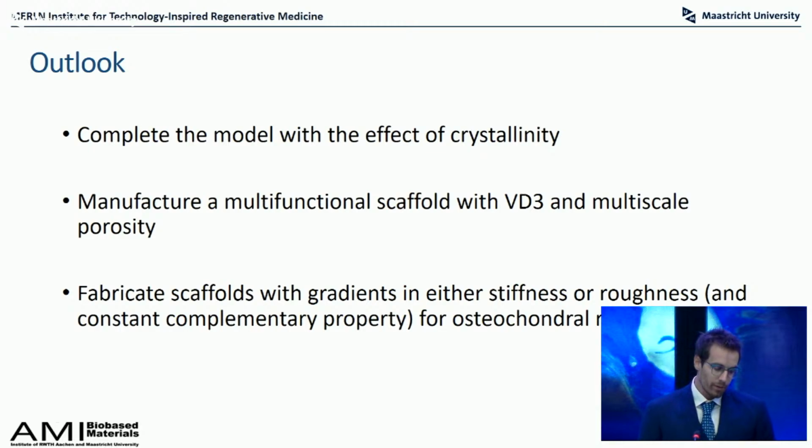In terms of future outlook, I'd like to see one day this model completed with the effect of crystallinity as well, as the model was developed for amorphous polymers, but also to manufacture a multifunctional scaffold encompassing both the role of vitamin D3 and therefore having bioactive effect, but also exhibiting multiscale porosity. Eventually, I'd like also to see scaffolds manufactured with gradients either in stiffness or roughness that could help solve the problem of those border regions such as the osteochondral region, where the properties go from cartilage to bone.